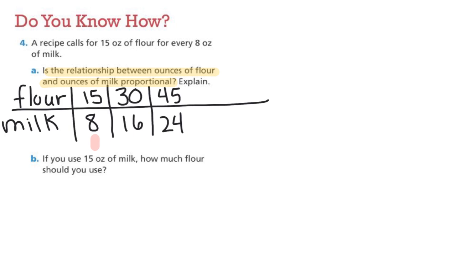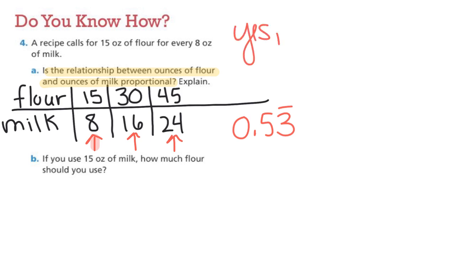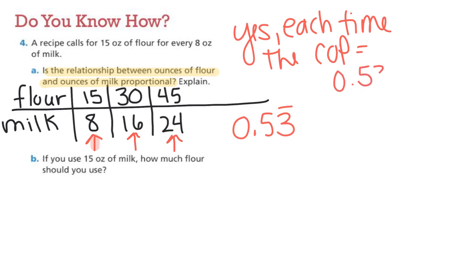We're going to divide. Whoops, let me use a pen instead of a highlighter. We're going to divide bottom up. Divide bottom up. Divide bottom up. And if you do that, you are going to get 0.53 every single time. If you get the same answer every single time, then yes, it means it is proportional. So the answer is yes. Each time the COP equaled 0.53.